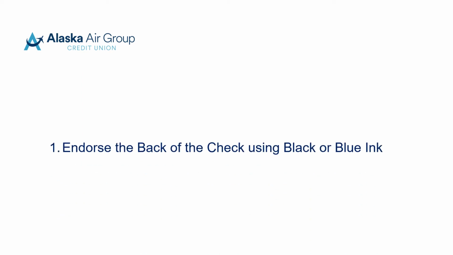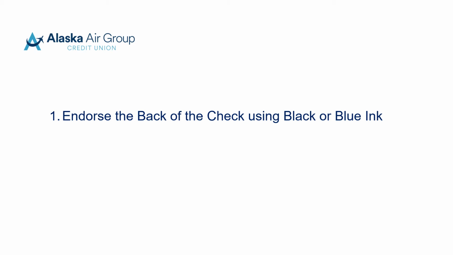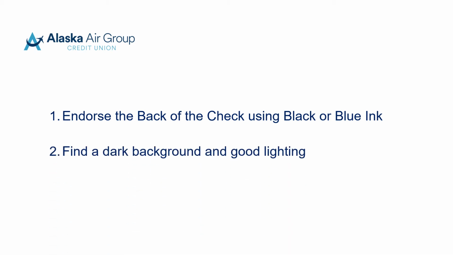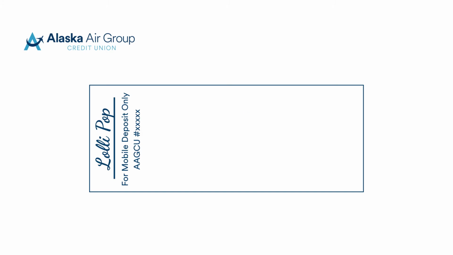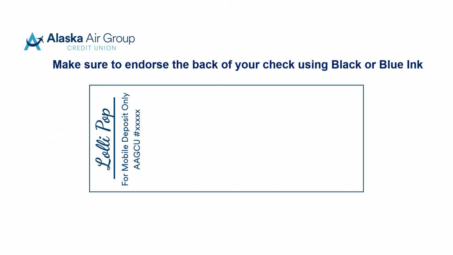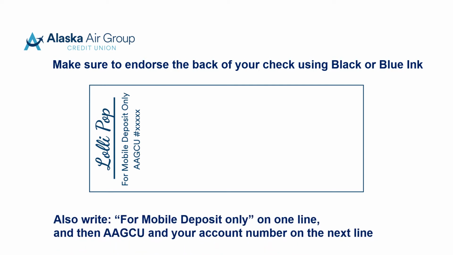These 3 steps will set you up for success. Endorse the back of your check using black or blue ink. Find a dark background and good lighting. Smooth out your check. Make sure to endorse the back of your check using black or blue ink, and also write for mobile deposit only on one line, followed by AAGCU and your account number on the next.